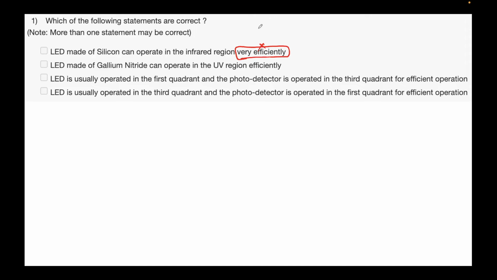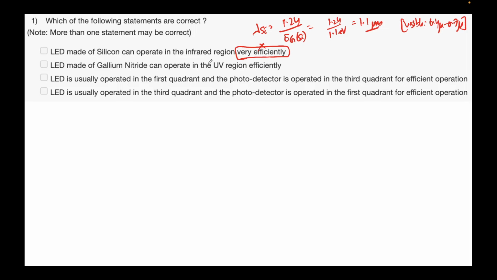As I pointed out, the lambda will be 1.24 upon Eg of silicon. So lambda of silicon is 1.24 upon 1.1 eV, which if you solve it will be around 1.1 microns. Please remember the units here are microns. If you recall, visible wavelength is 400 nanometers to 700 nanometers, that is 0.4 microns to 0.7 microns. So this is higher than 0.7, so we are in the infrared region.